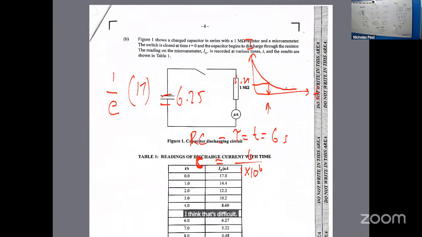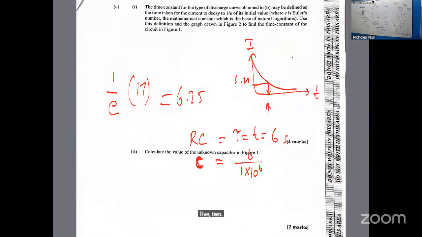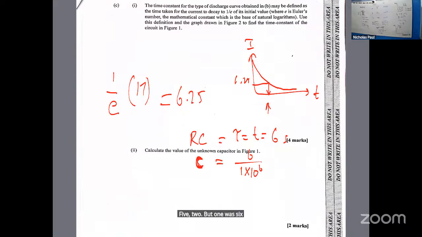Oh, I am now on part 2. Part 1 was 6 seconds. Part 2 is 6 microfarads. You okay with that, right?